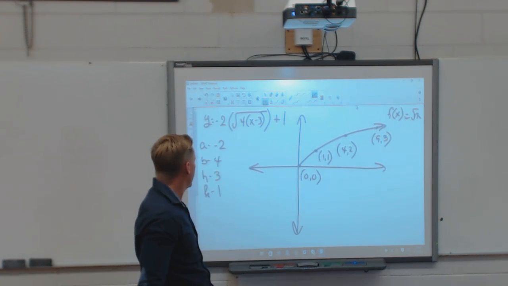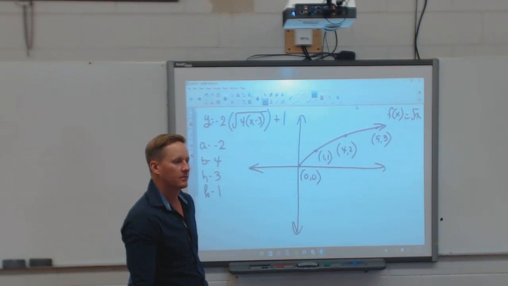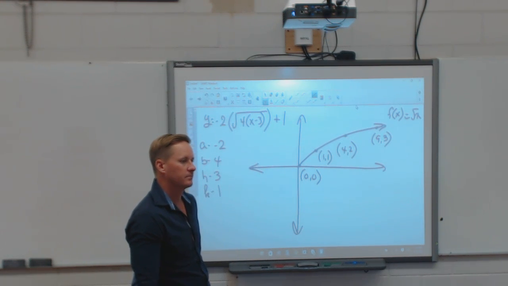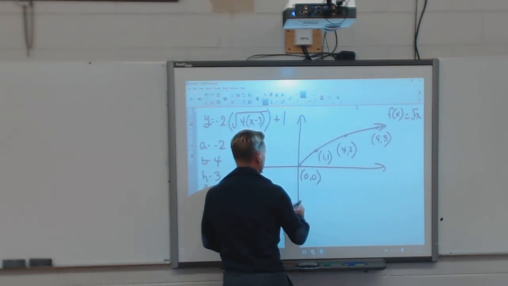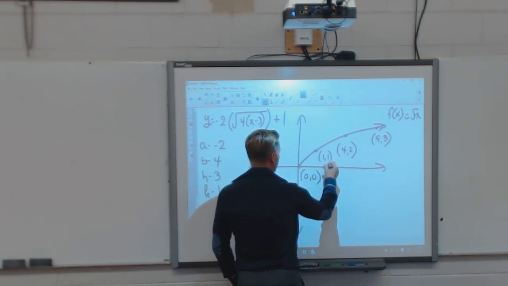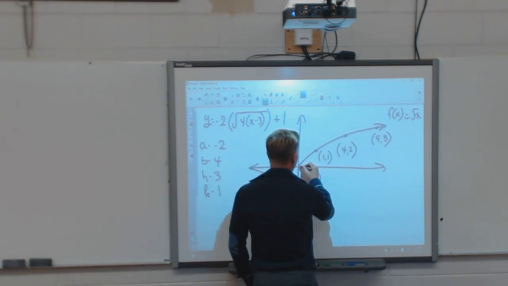So looking at your parameters, we already got A as negative 2. What does negative 2 do to your graph? It affects all the y values. So what are you doing? Multiply the y values by negative 2. There's an easy way to do it. So 0, 0 is still 0, 0. That becomes 1, negative 2.